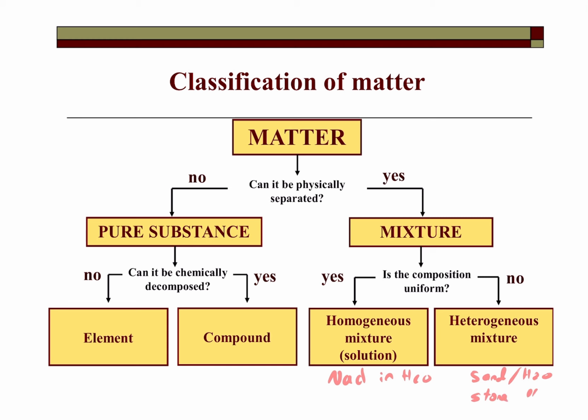Okay. But a pure substance, we cannot separate physically. We can separate chemically. If we can separate chemically, it is a compound. A compound is formed from more than one element. Okay? And if we cannot decompose or separate it chemically, it's an element, which we study in the periodic table.